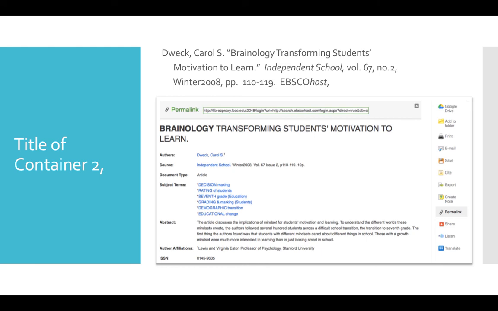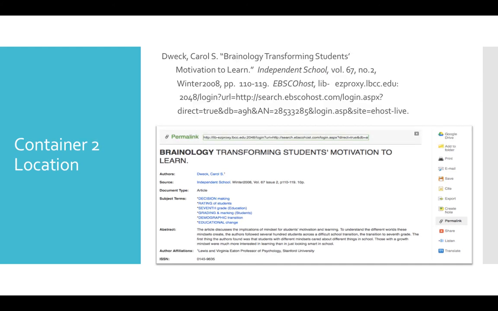Since we located this article via an academic database, we need to include information for the second container to denote the location where we retrieved the article. The title of the second container is the title of the database, EBSCOhost, and it is italicized. With this sample, there is no other information provided except for the location, which is the permanent link to the article.